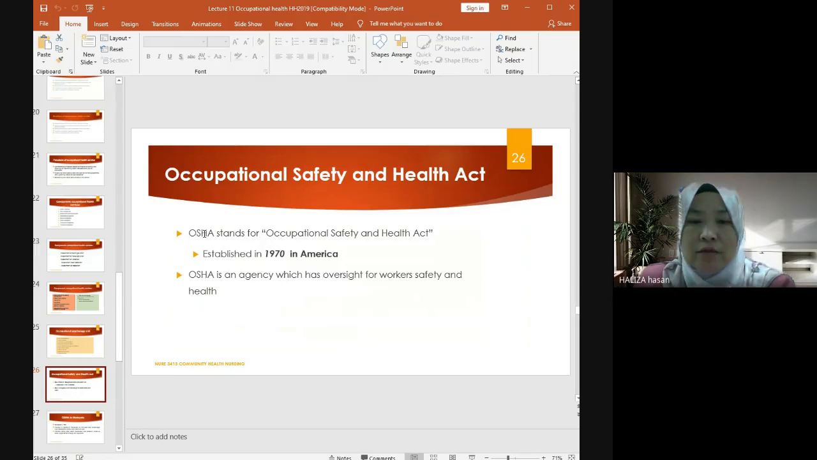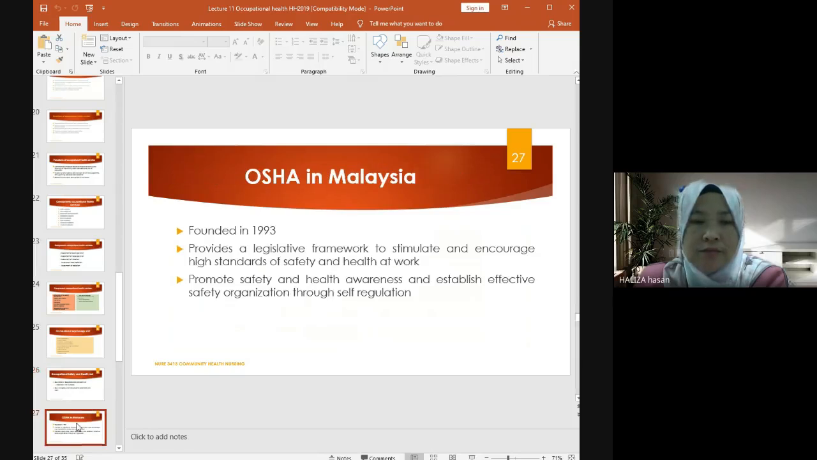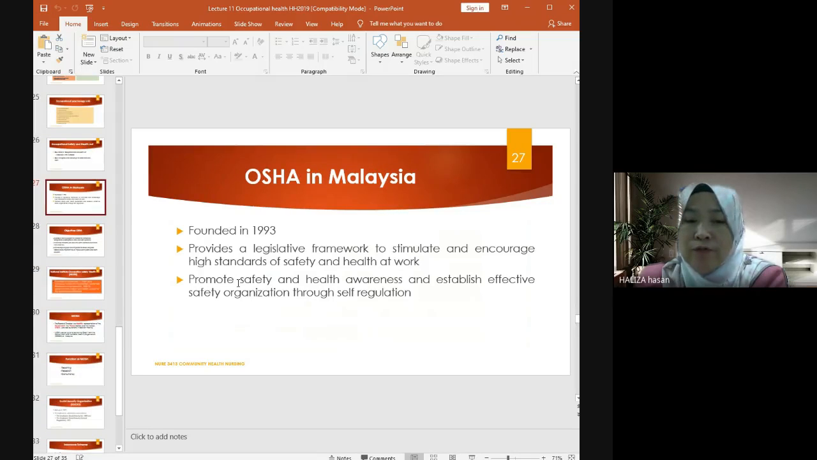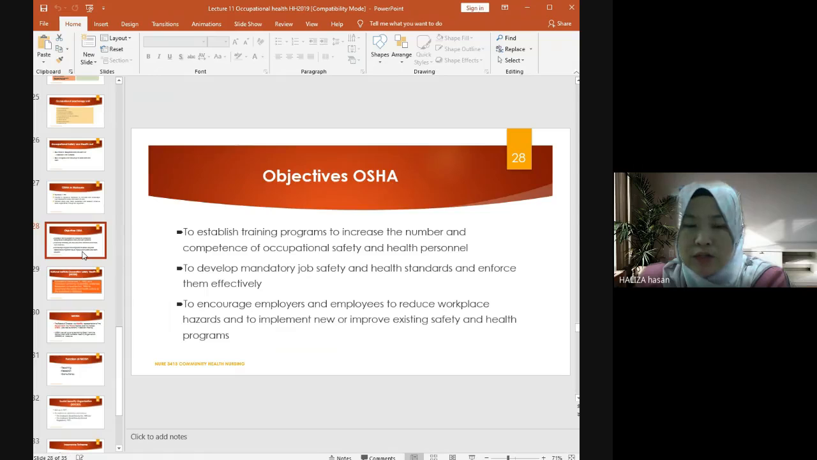OSHA stands for Occupational Safety and Health Administration, established in 1917 in America. OSHA is an agency which has oversight for workers' safety and health. In Malaysia, founded in 1993, OSHA provides a legislative framework to stimulate and encourage high standards of safety and health at work, promote safety and health awareness, and establish effective safety organization through self-regulation. The objective of OSHA is to establish training programs to increase the number and competence of occupational safety and health personnel, and to develop mandatory job safety and health.